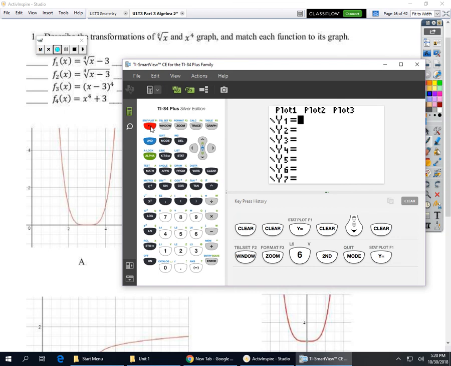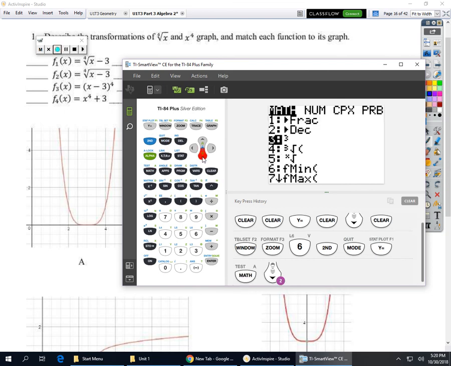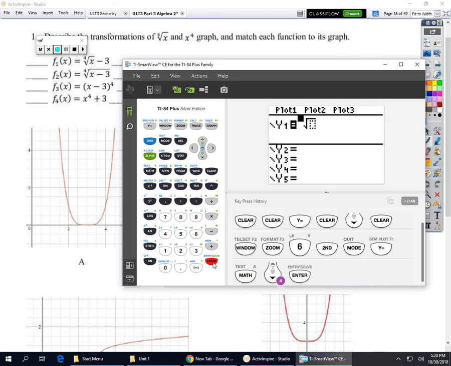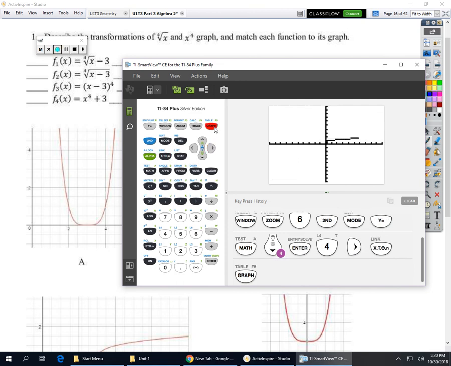So I'd go to y equals for the fourth root. Go to math. Scroll down to 5. Well, that's the xth root. Instead of x, you're going to put 4. I'm going to put x. And then you can graph it. Right? So that's what it's normally supposed to look like.